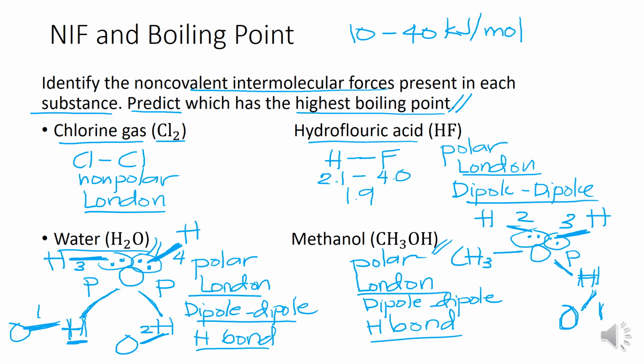Since water has four and methanol has only three hydrogen bonds, hydrogen bonding is stronger in water. Therefore, water has the highest boiling point. And that's it. Thank you for watching.